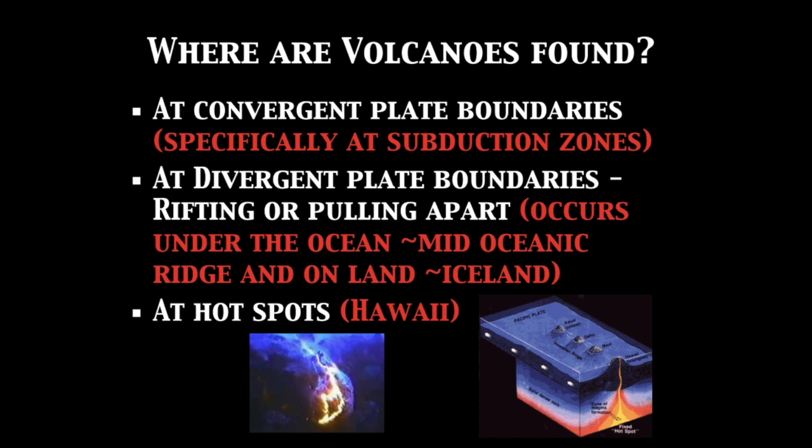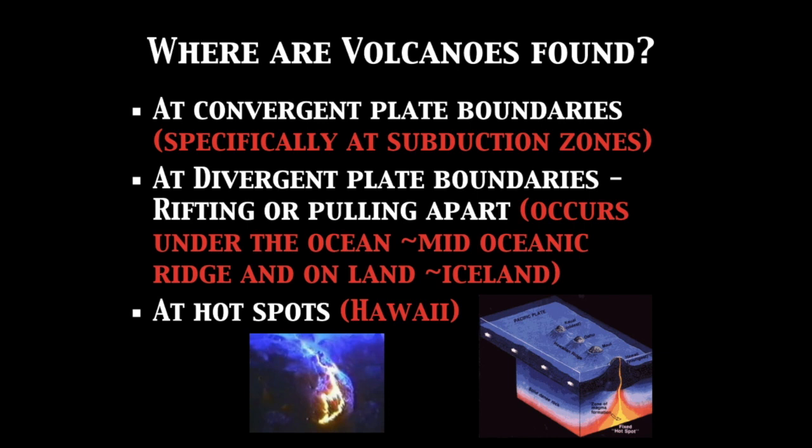That's one. A second one would be a divergent plate boundary, where you have a rift or a trench. The Mariana Trench would be an example. Also, we talked about how Iceland is slowly getting larger. It's on a divergent plate boundary. As the plates move away, magma rises between them, and so you have a lot of volcanoes there.